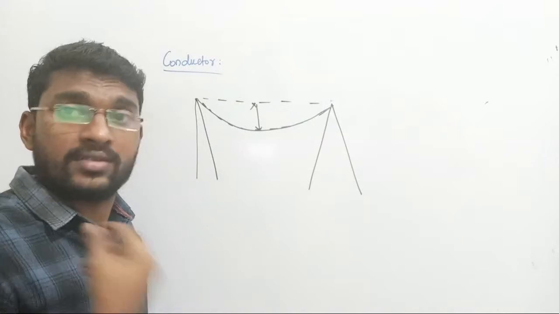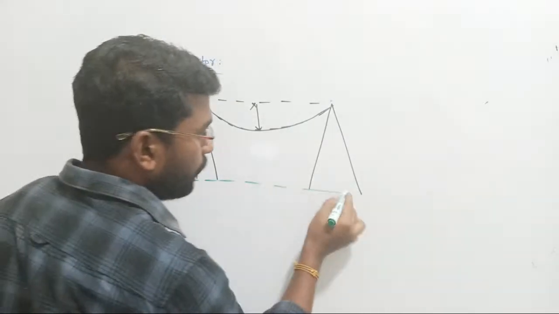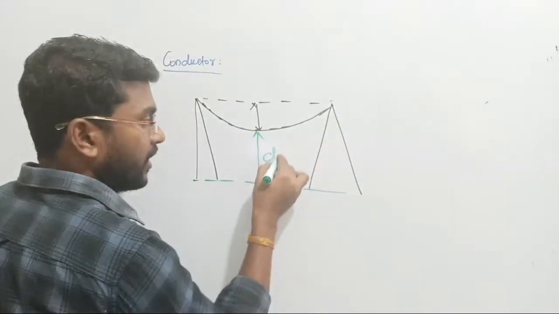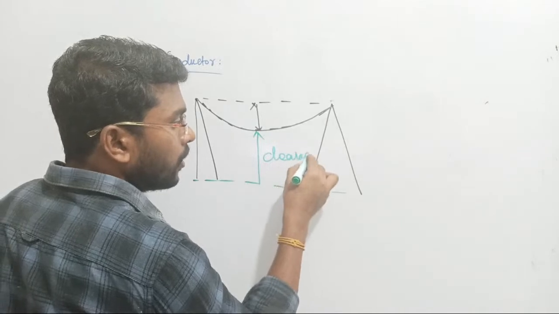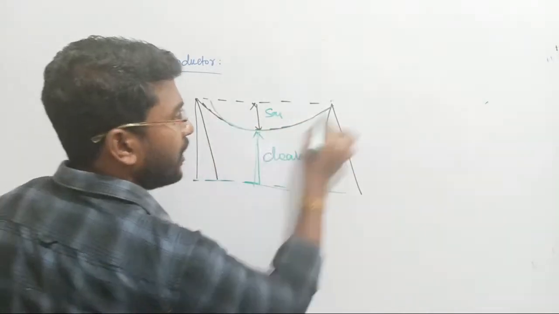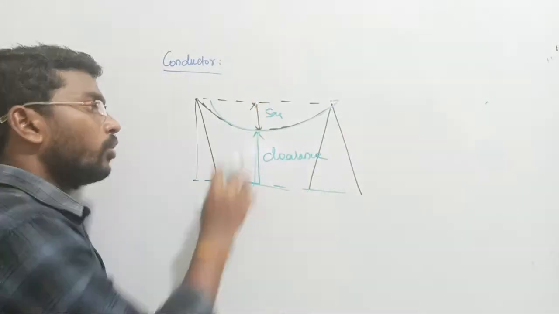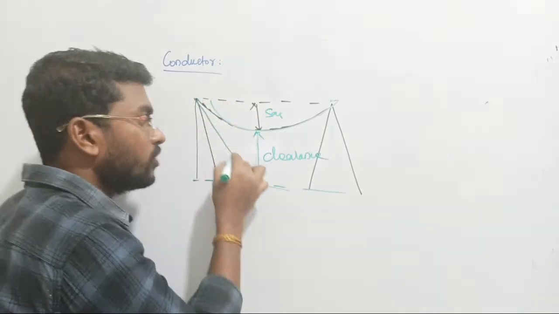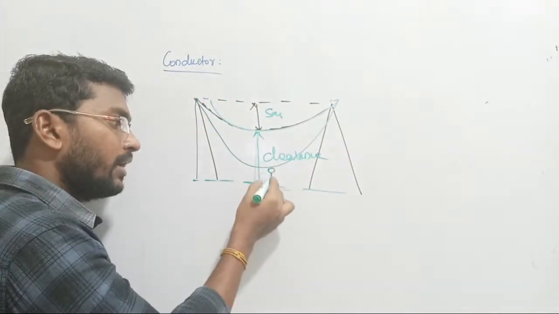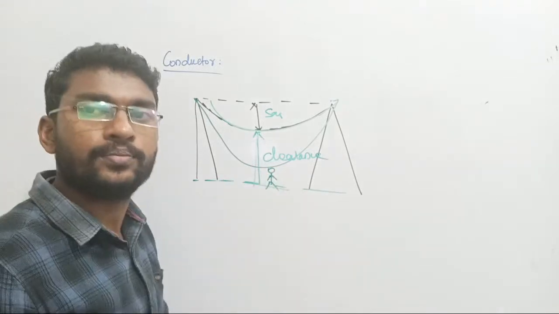In order to avoid these stresses, we provide sag. Clearance is the distance from the ground, at which point we are providing this sag. This is called a sag. Clearance means how much height from the ground you hang the conductor. If somebody comes here, definitely it will be dangerous for humans and animals, right?